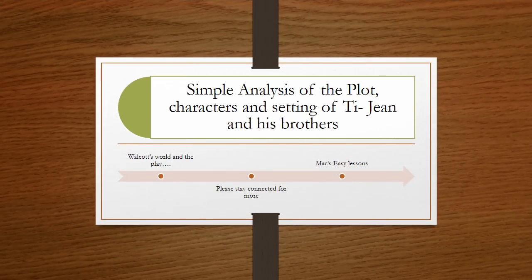Today we're going to look at a simple analysis of the plot, the characters, the setting, and some of the themes of Ti-Jean and His Brothers, Walcott's world and the play. Please stay connected for more as we will continue to look at the series of books, poems, and short stories that will appear on the CSEC exam.